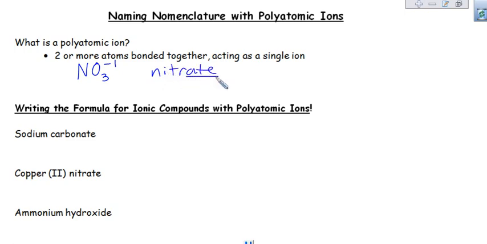ion. Not to be confused with N-3, nitride. If you're looking at the regular element, the singular element on the periodic table with its charge, that should end in IDE. Nitride, oxide, sulfide, phosphide. Now if you're talking about the group, often it'll be the element bonded with oxygen. The ending will change to ATE for a polyatomic ion.